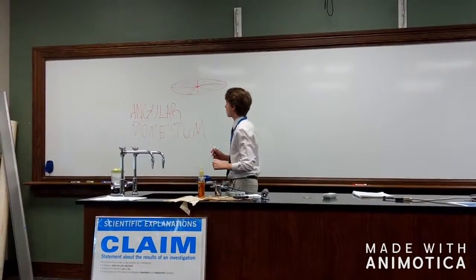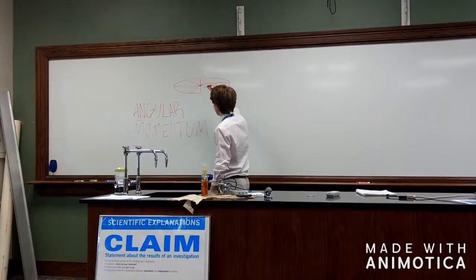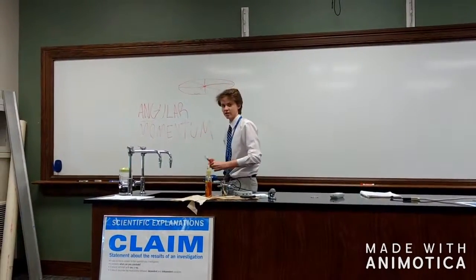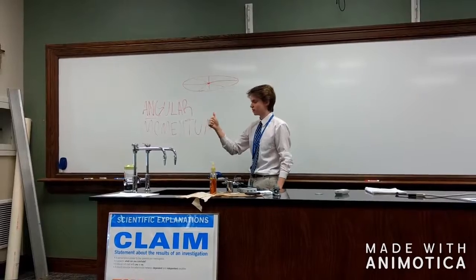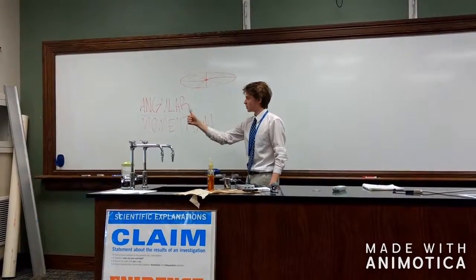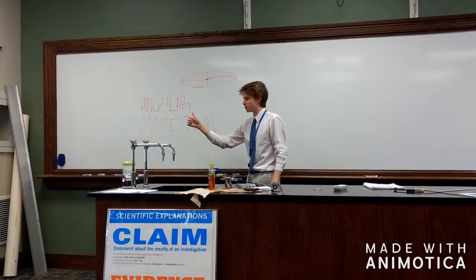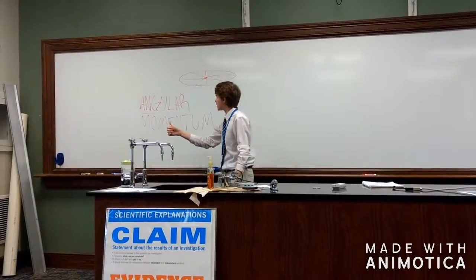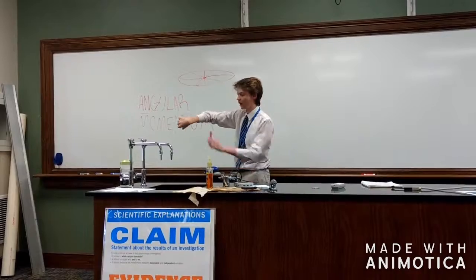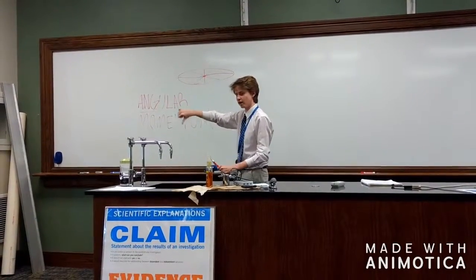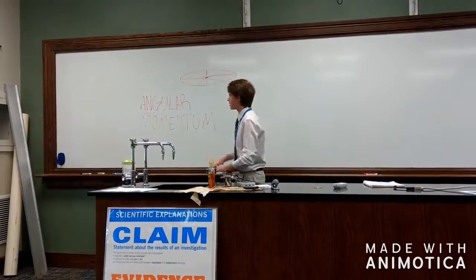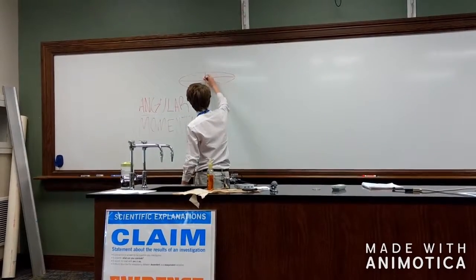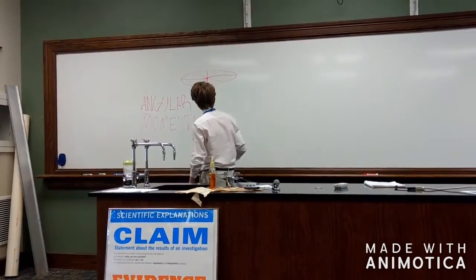Now, a good way to remember where the angular momentum is going is by using the thumb rule. So what you do is take your right hand, and whichever way your thumb is pointing when you curl your fingers around is the direction of angular momentum. So if we were to turn it clockwise, my fingers would be going this way, my thumb would be facing down. So angular momentum in this case is going down.